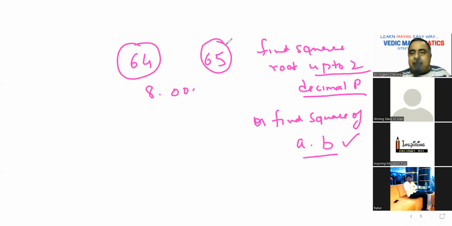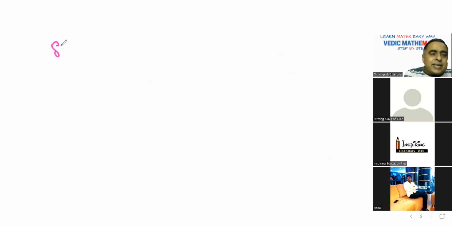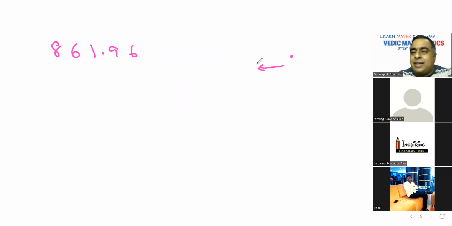These are the 2 types of questions which are asked, and I have tried to explain both ways. First is 861.96. Here, making a pairing is one point you need to understand. Pairing starts from the decimal. For numbers before the decimal, you follow the same way, but after the decimal, you start pairing from this side. For 861.96, the pairing is 96, here 61, here 8.